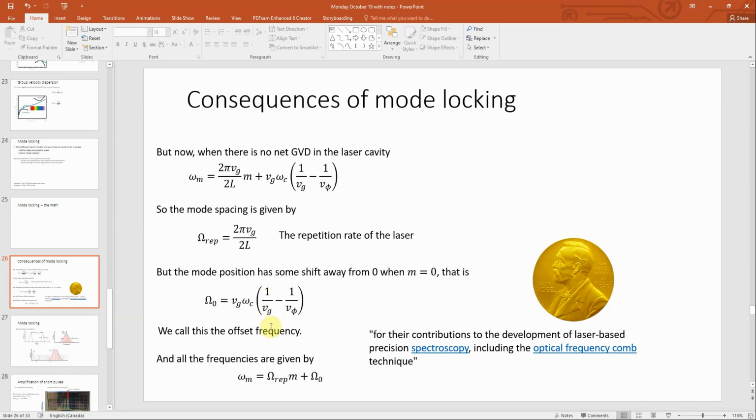And within about 5 years, so my PhD supervisor was the one who actually first measured this, and about 5 years later, his boss actually got a Nobel Prize for this. So this is a 2005 Nobel Prize. So just as I was studying my master's, my supervisor's supervisor got a Nobel Prize for this development of high precision spectroscopy, including the optical frequency comb technique, and that's what this is.